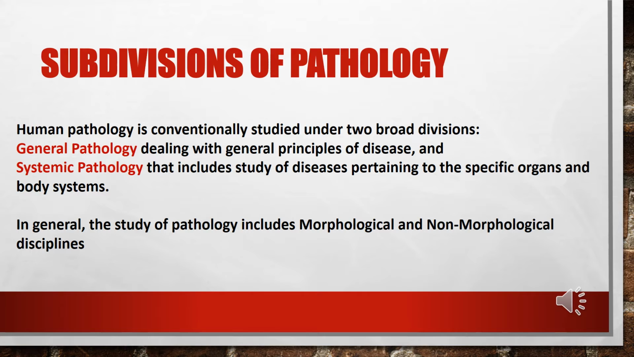Under the heading of morphological branches, we have histopathology, cytopathology, and hematology. The non-morphological diagnostic branches of pathology include clinical pathology, clinical biochemistry, microbiology, immunology, genetics, and molecular pathology. A microscope may also be required for at least some of these lab tests.